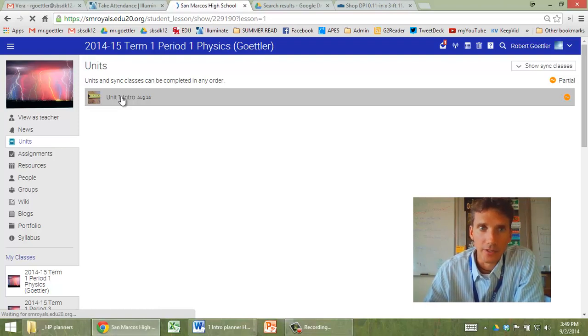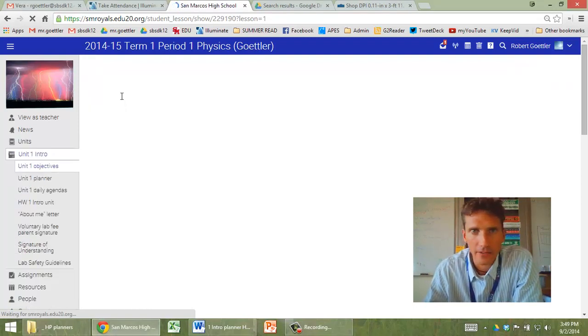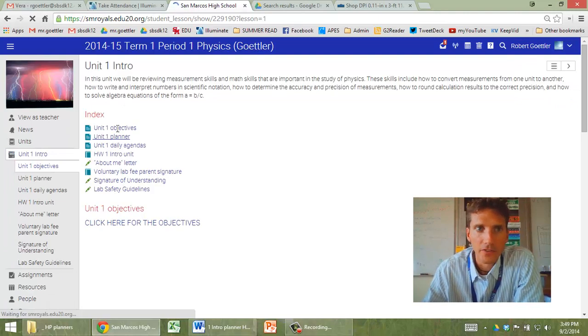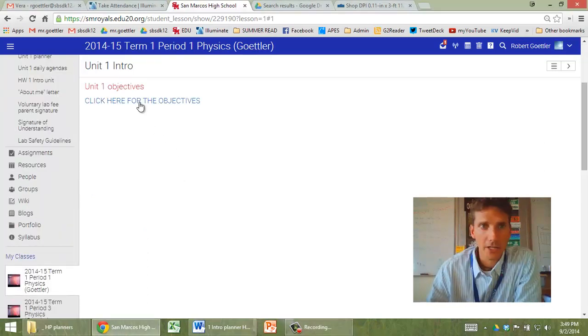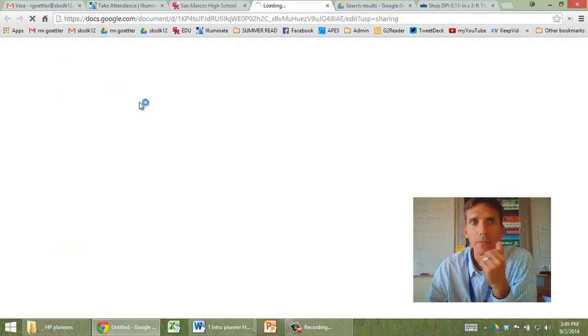So I have a lot of things packed into this page, actually. The first thing is Unit 1 Objectives. If you click on that, it opens up a page that looks like this. Click here for the objectives. Wait for it to load.